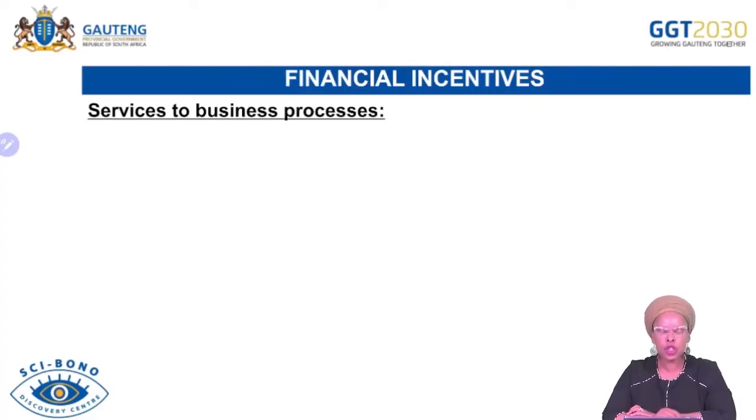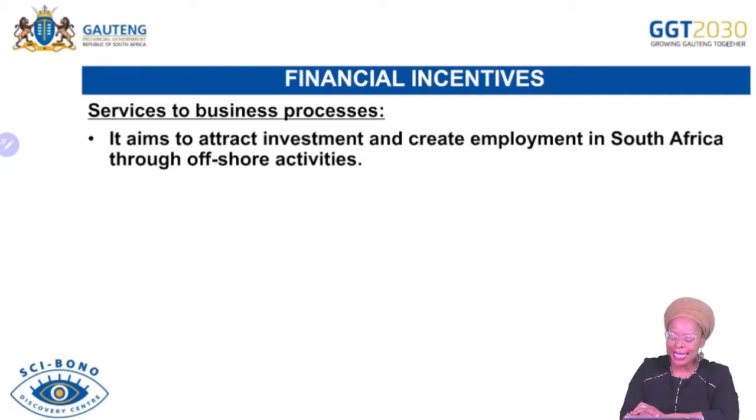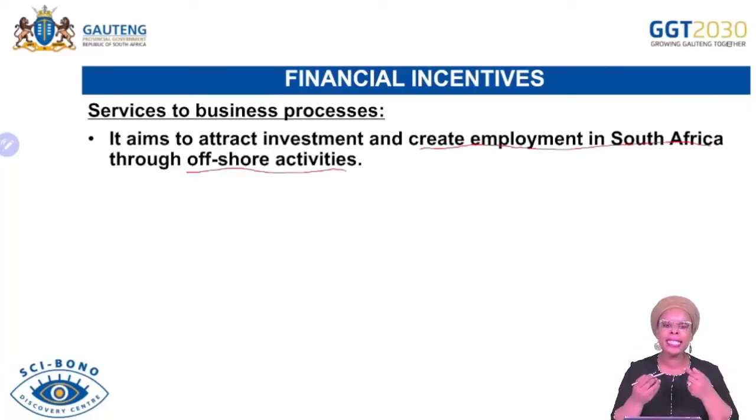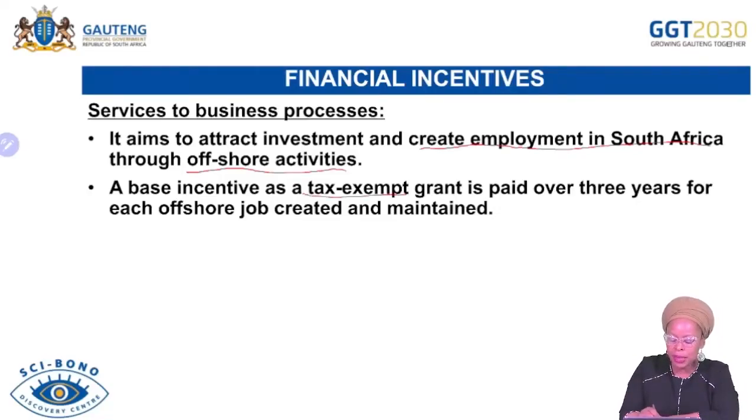We also have business process services. This one aims to attract investment and create employment in South Africa, but how? Through offshore activities that will be done in foreign countries, but which are able to create jobs in South Africa. So these activities are done in another country, owned by South Africans, but they create jobs in South Africa. Tax is exempted from this particular grant, and this grant is also offered for 3 years for each offshore job that is created and maintained.